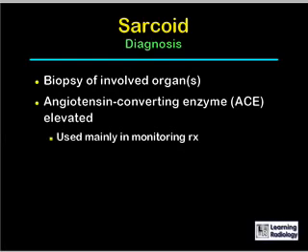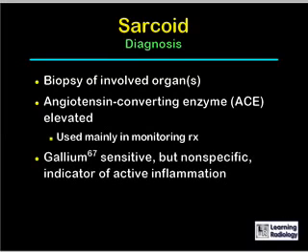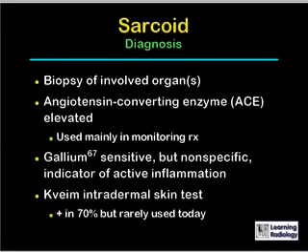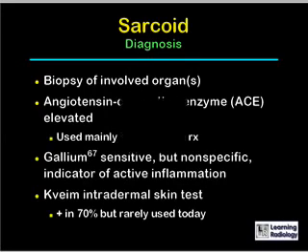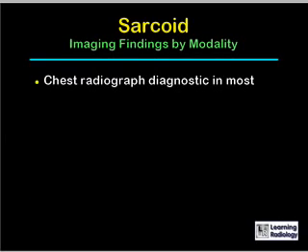Angiotensin-converting enzyme, ACE, is elevated in most cases of sarcoid, but it's nonspecific and used mainly in monitoring treatment. Gallium-67 is sensitive but nonspecific and is used primarily as an indicator of active inflammation. The Kveim intradermal skin test is positive in 70% of patients with sarcoid, but it is rarely used today because of the inaccessibility of the antigen and the length of time it takes to obtain the results of the test. The imaging findings in sarcoid by modality.